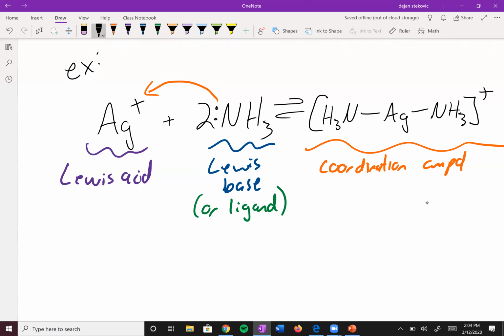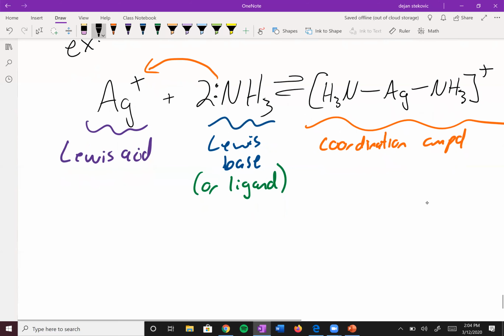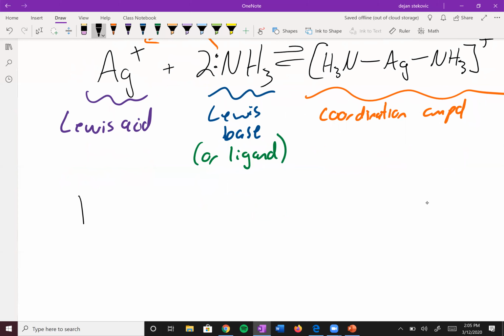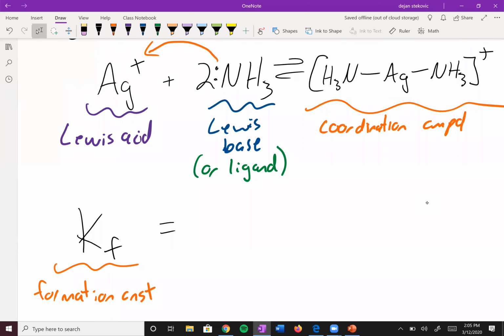But again, it's the same idea. This is called a KF. And it stands for, get this, formation constant, because you're forming this thing. Right? And even if you don't know anything about Lewis acids or bases, if I give you the above chemical equation, should you be able to figure out what K is? Yeah, right? It's always going to be what over what? Products over reactants. In this case, our product is going to be our coordination compound.